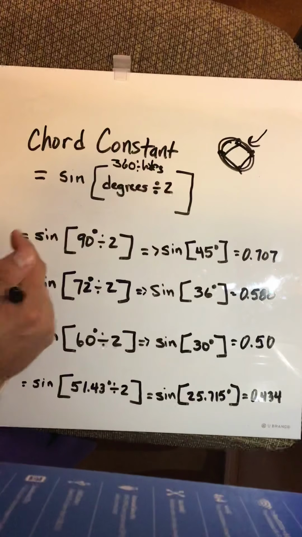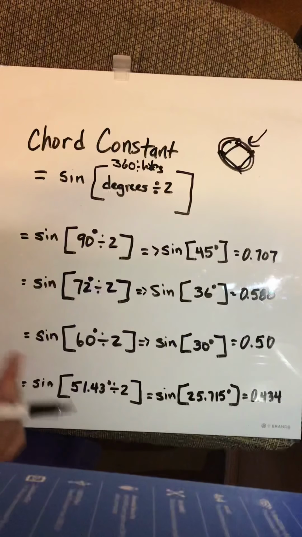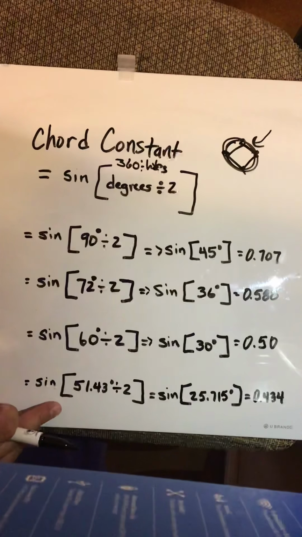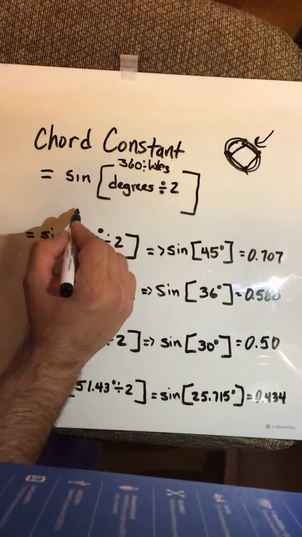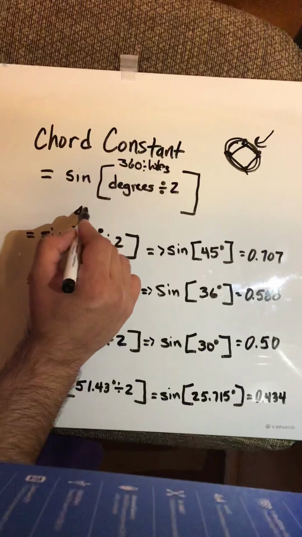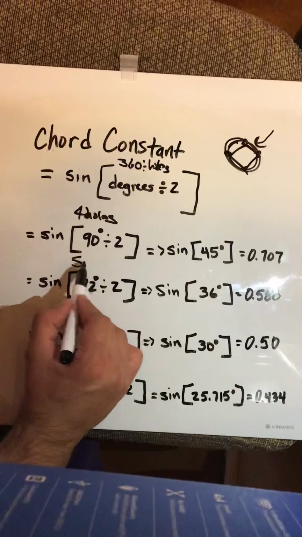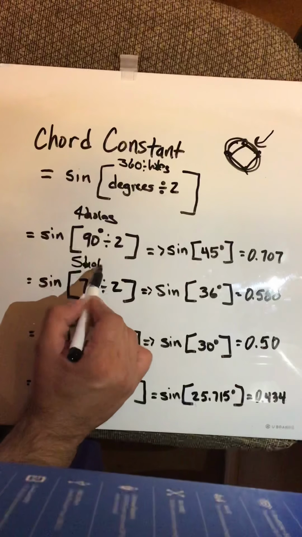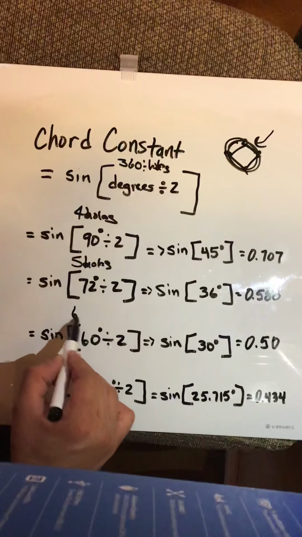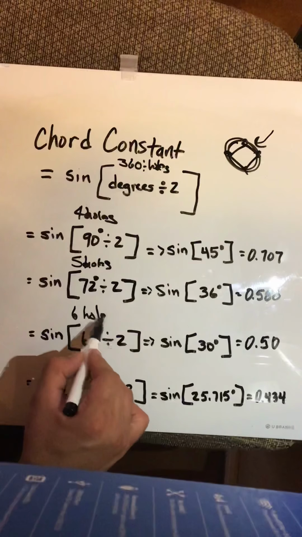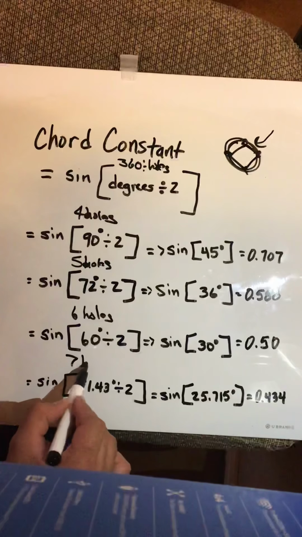So for this first one, this is a 4 hole. This is going to be 5 holes, 6 holes, and 7 holes.